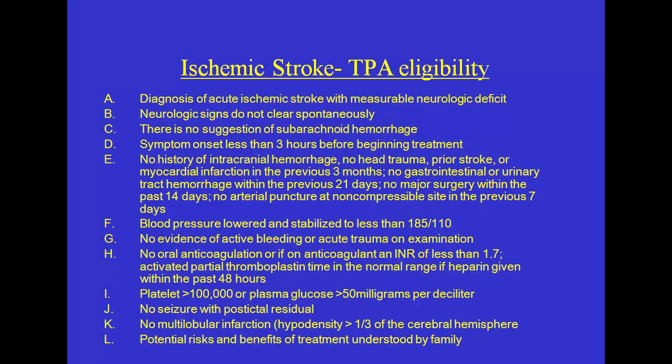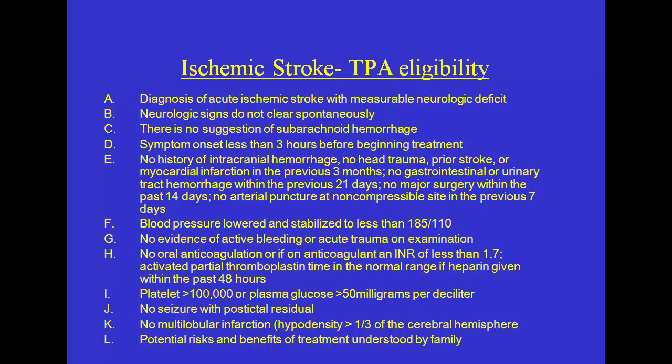Some of the things to look at here are the 3 hours, which we talked about. But the other one to keep in mind is a previous stroke, head trauma, or myocardial infarction within the past 3 months. GI or urinary tract hemorrhage within the previous 21 days. Major surgery within 14 days. Those are some of the things to think about in deciding on TPA. No oral anticoagulants, or an INR less than 1.7, so if they haven't been compliant.